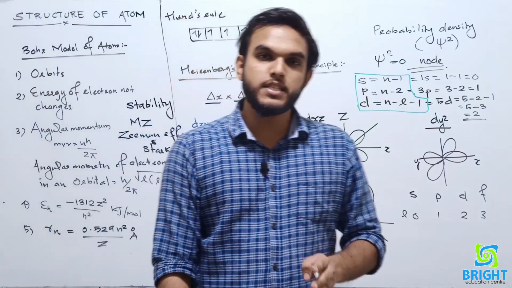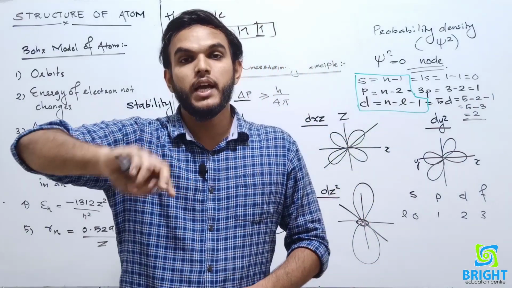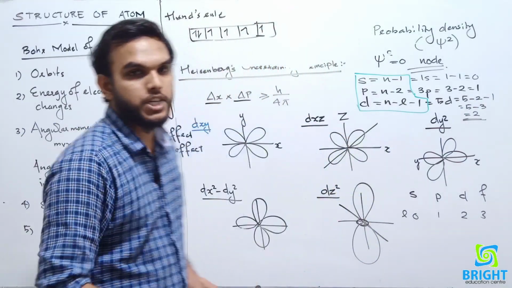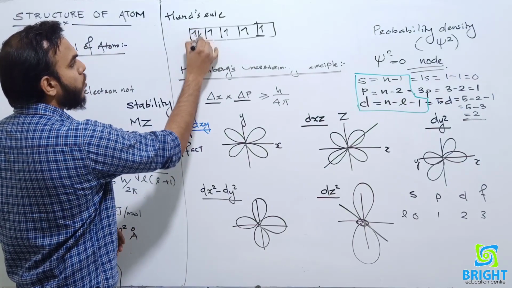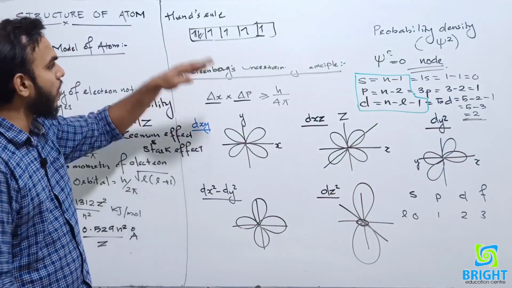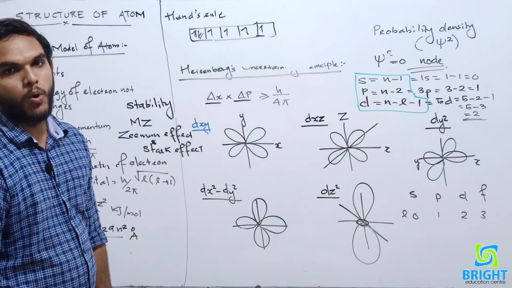Pauli's exclusion principle states that the spins of two electrons in an orbital should be in opposite directions. Here, see, the spins of these two electrons are in opposite directions. One is clockwise and the other is anti-clockwise.